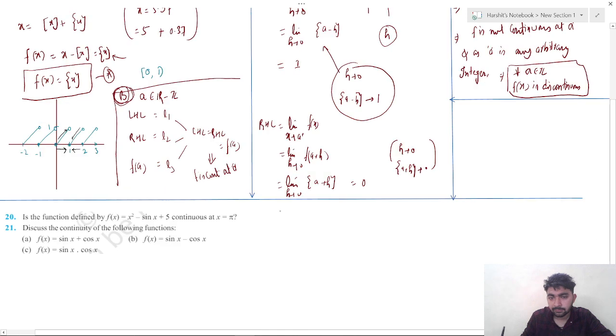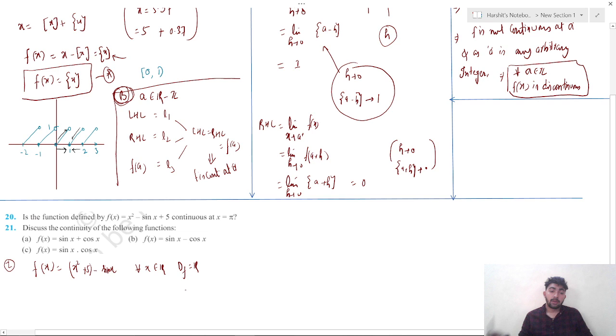Now the next question is: is the function defined by f of x equal to x square minus sin x plus 5 continuous at x equal to pi? So how can we proceed? See, two ways are there. The first way for question number 20 is to observe that the function can be written as f of x equal to x square plus 5 minus sin x. The domain of this complete function is complete R, because it is defined for all real numbers.